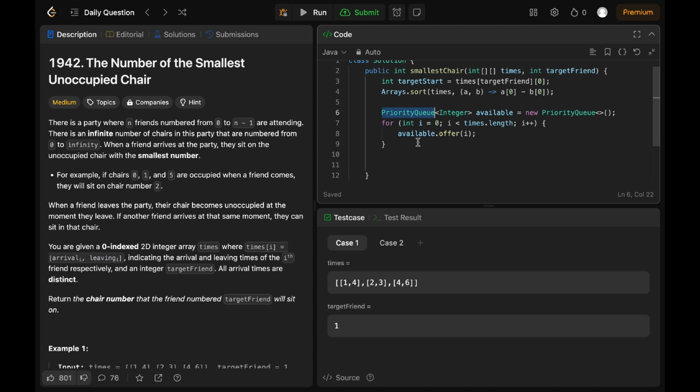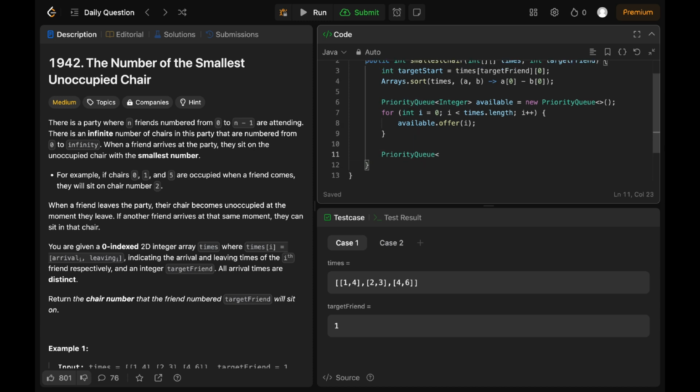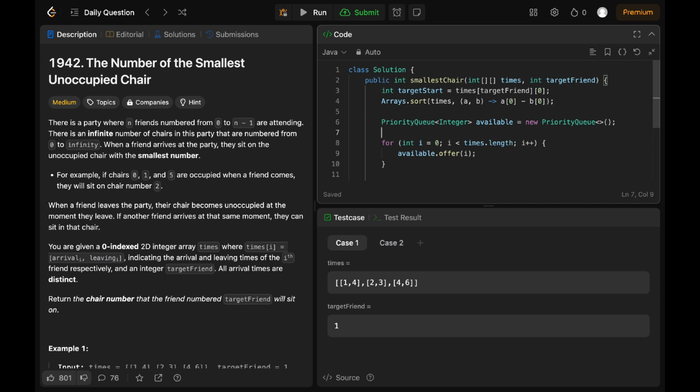Now we will create another min heap to store departure time and the corresponding associated chairs so that we can free them up when the friend departs. For that, we can use an integer array where we store departure time at the 0th position and allocated chair at the first position. And for that, we will pass the comparator, so we want the smallest departure time at the top of the heap. Maybe I should use n as a variable for times length because again I have to loop on the times array for processing all the times.